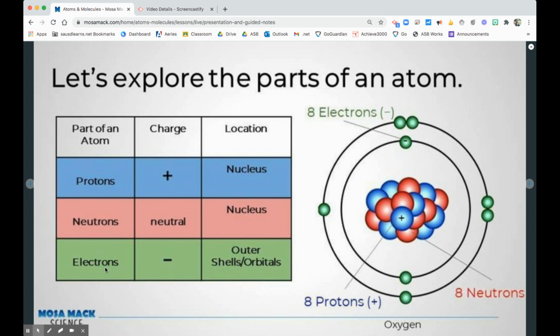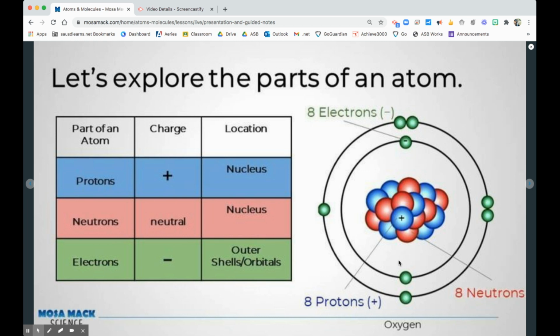And the third and final part of an atom are the electrons. The electrons have a negative charge, and they are located in the outer shells, or called the orbitals. So they are located in the outsides.